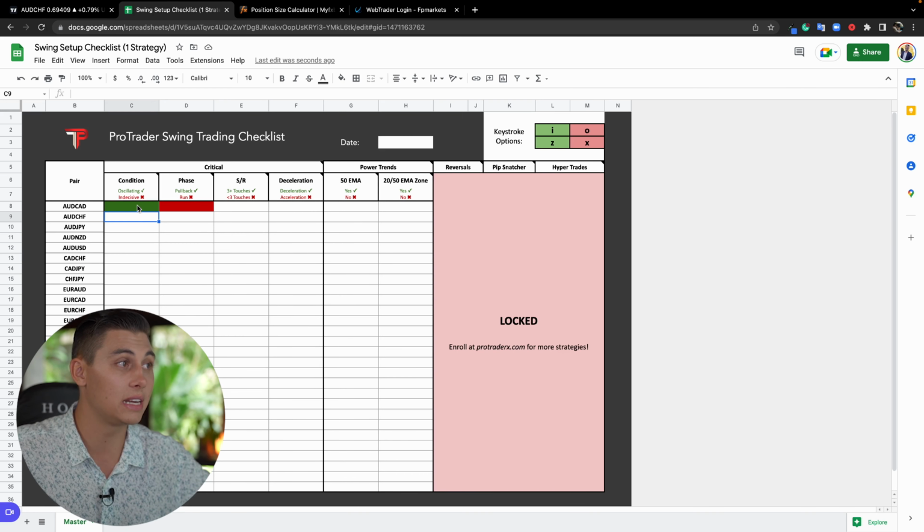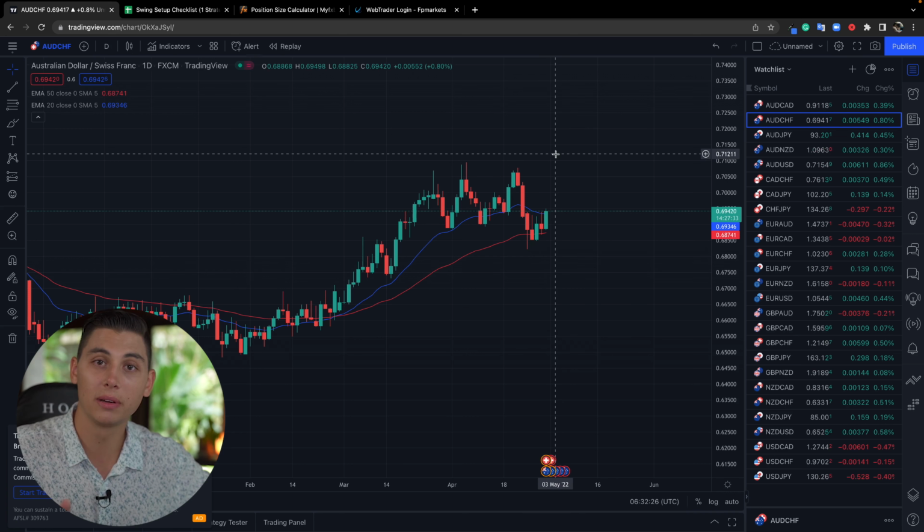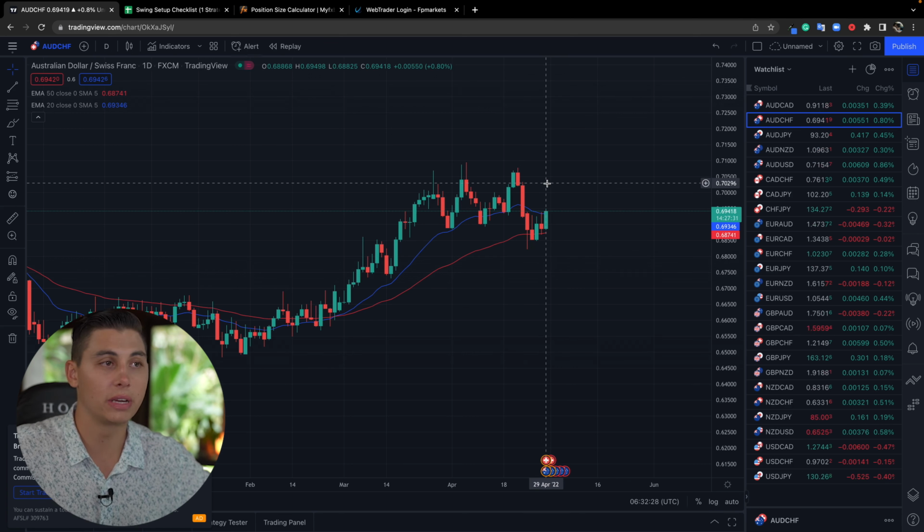So is it oscillating? Yes, it is. It is oscillating, the pullback phase, but it's in the wrong direction. We can't be trading up in a downtrend, right? We can't be doing that.